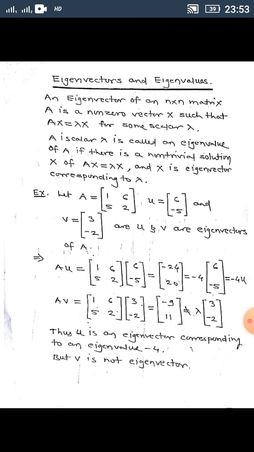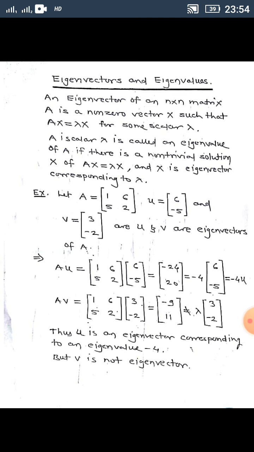Now we can take the maximum common factor of these two elements, minus 24 and 20, that is minus 4. So the column vector we get is 6, minus 5. If you multiply minus 4 inside, you get back minus 24, 20. So this minus 4 is nothing but the eigenvalue, and 6, minus 5 is your U vector, that is the eigenvector.